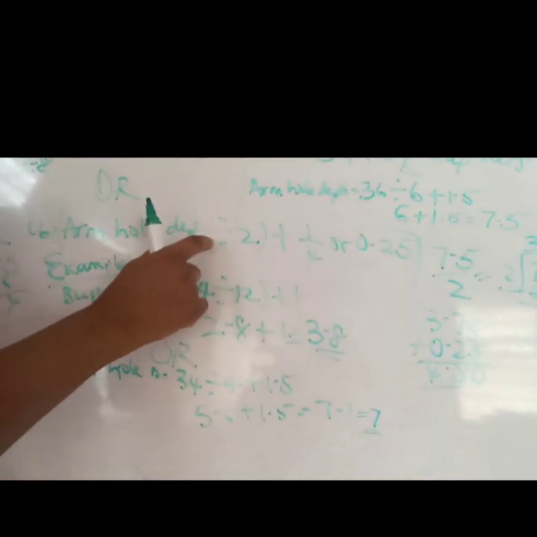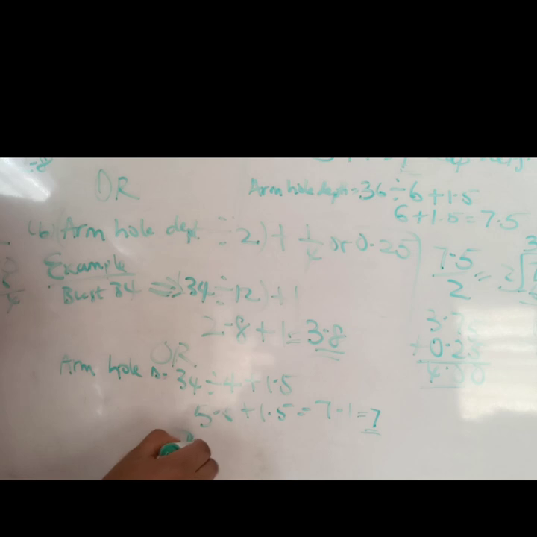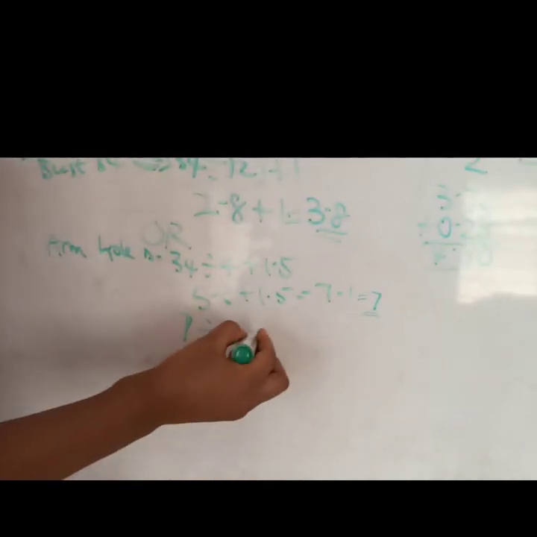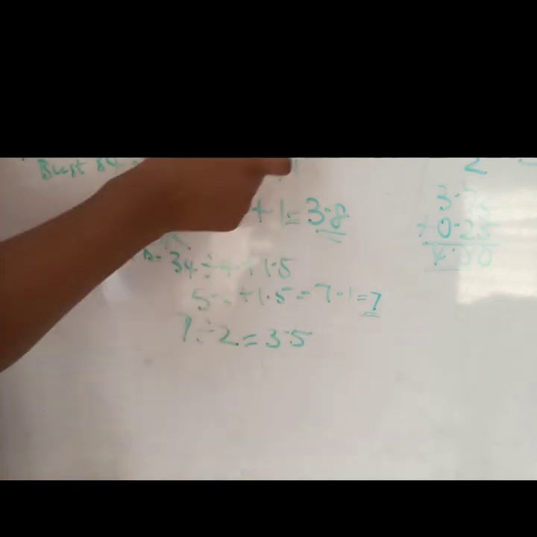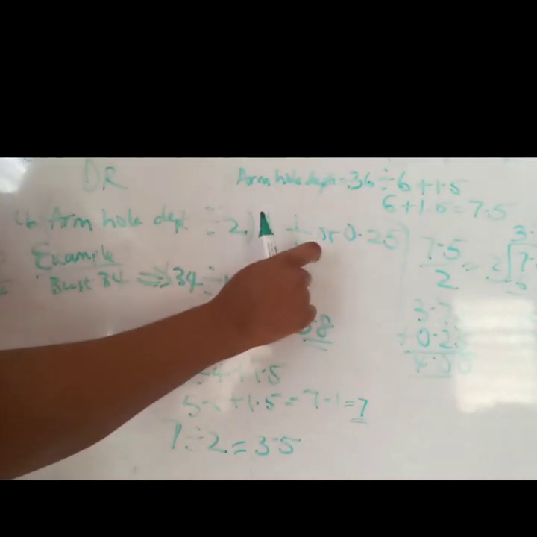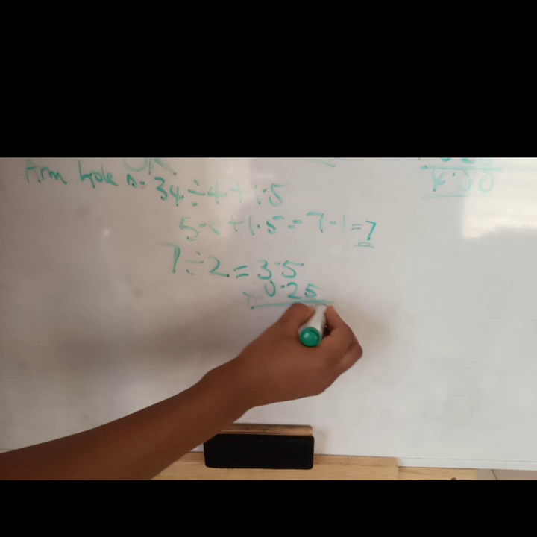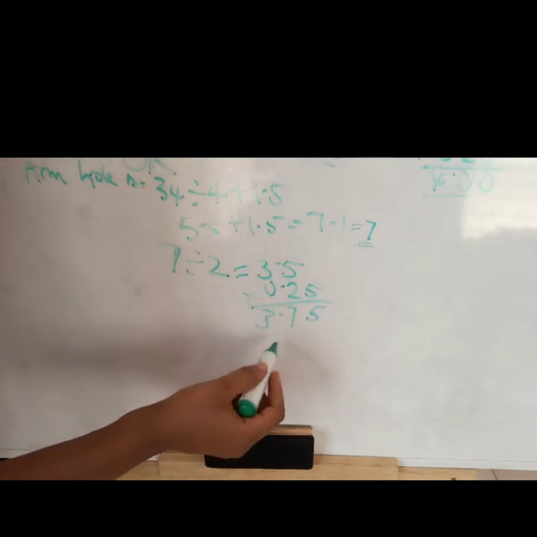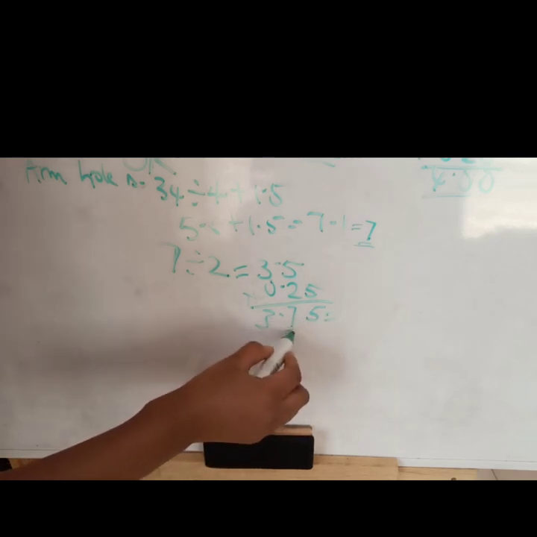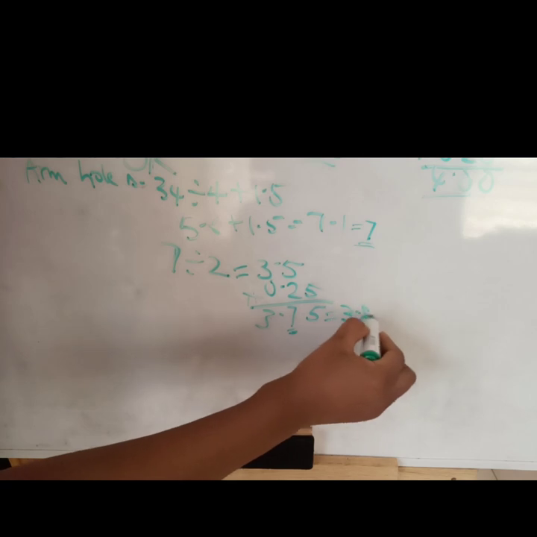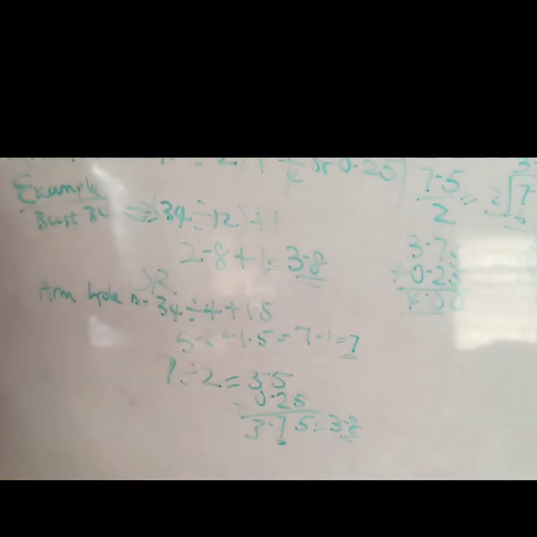And this formula says armhole depth divided by 2. So 7 divided by 2 will give us 3.5. Then it says armhole depth divided by 2 plus 1 over 4, which is the same as 0.25. So this 3.5 plus 0.25 is 3.75, and to one decimal place will give us 3.8, which is the same thing as this 3.8. So whichever method you want to use, we arrive at the same thing.